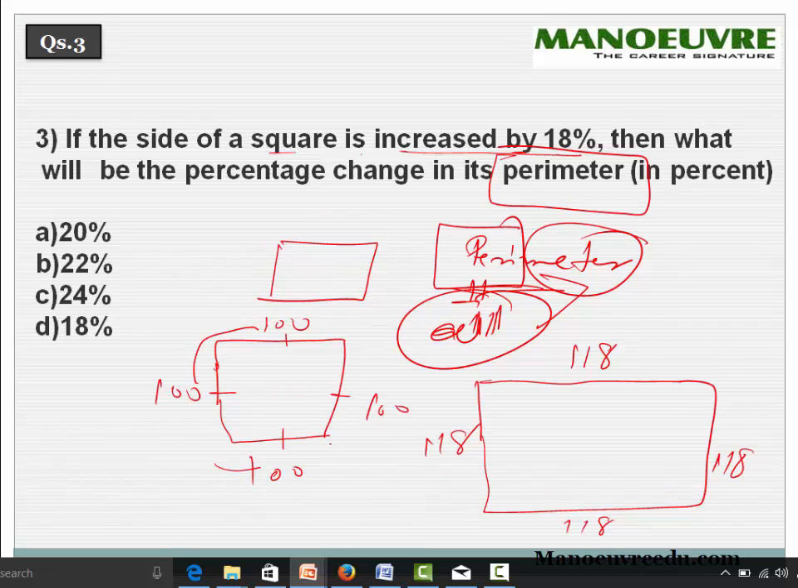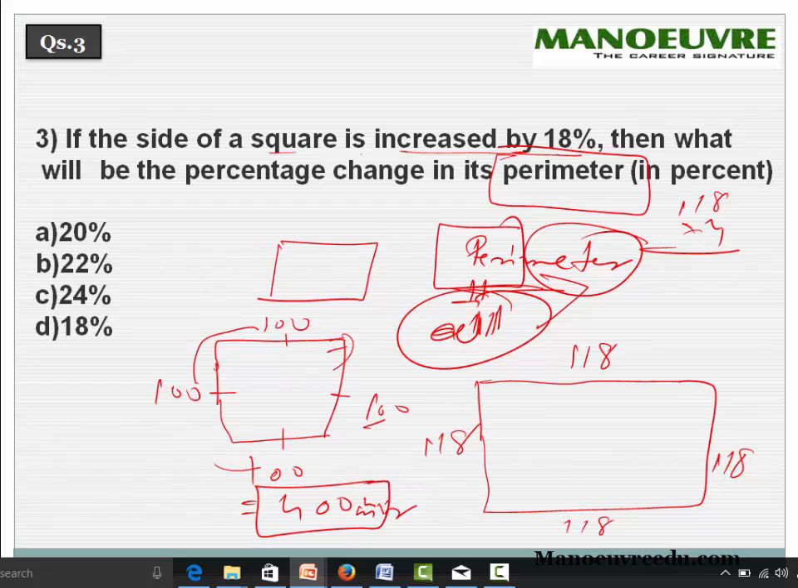100 plus 100 plus 100 plus 100 is nothing but 400. 400 meters is the perimeter of the older one, but the new one is increased by 18%, so it will be 118. I can multiply it by 4. That is nothing but a perimeter of 472.